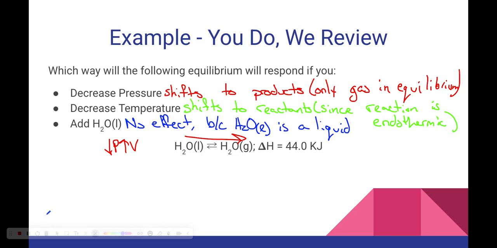All right, guys, and I hope you saw that if we decrease gas pressure, the only way that the equilibrium can shift is to the side of more moles of a gas, that being the products. So if we increase the volume, we're shifting to the products. If we decrease the temperature, since this is another endothermic reaction, the equilibrium is going to shift back to the reactants. And then finally, if we were to add liquid water, there is no net effect on the equilibrium because, of course, liquid water is, in fact, a liquid.